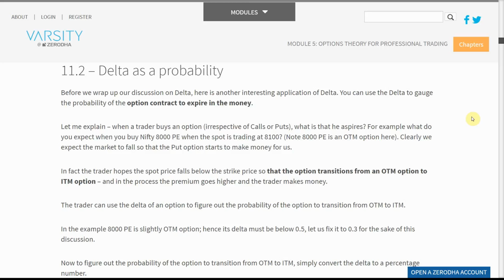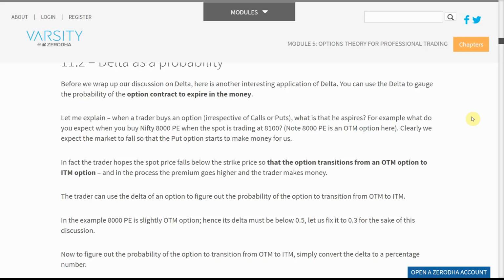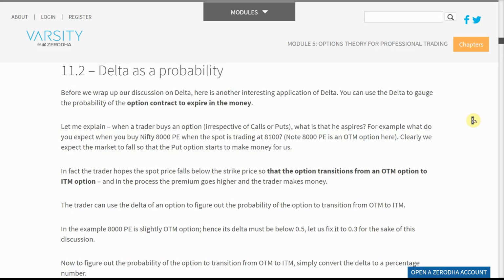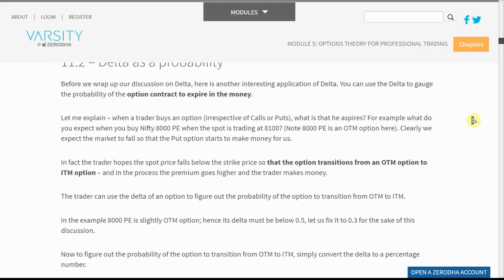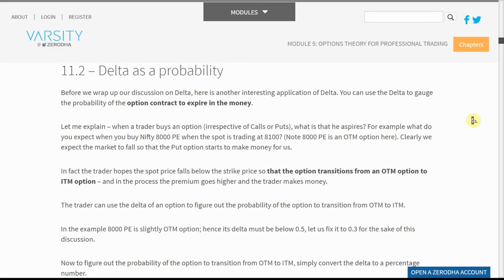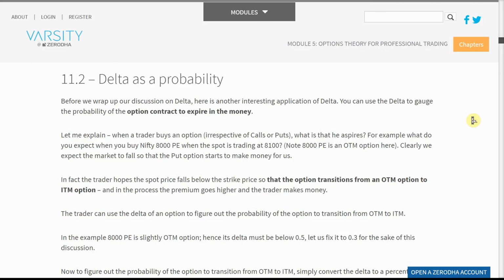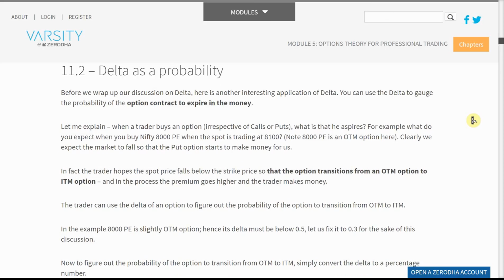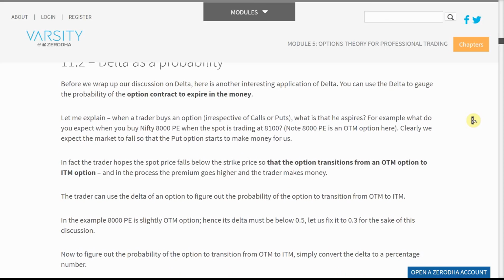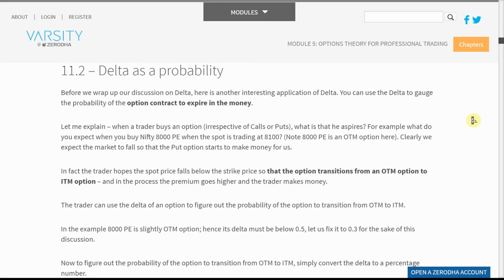Now to figure out the probability of the option to transition from OTM to ITM, simply convert the delta to a percentage number. When converted to percentage terms, delta of 0.3 is 30%. Hence there is only a 30% chance for the 8000 PE to transition into an ITM option. Interesting, right? Now think about this situation, although an arbitrary situation, this in fact is a very real-life market situation.